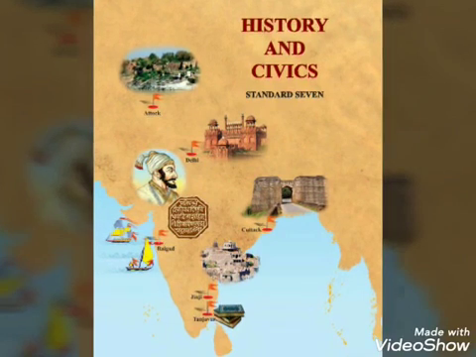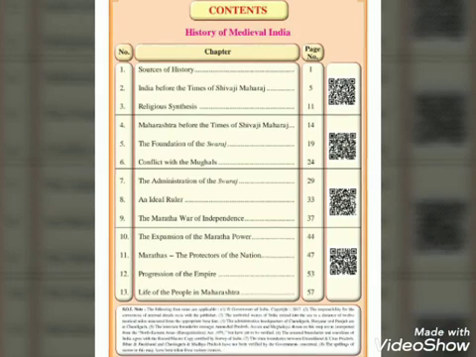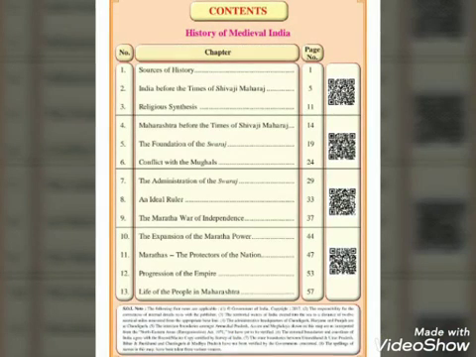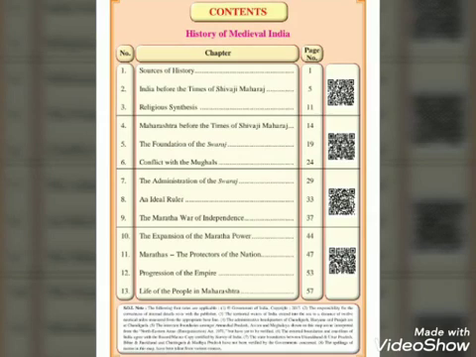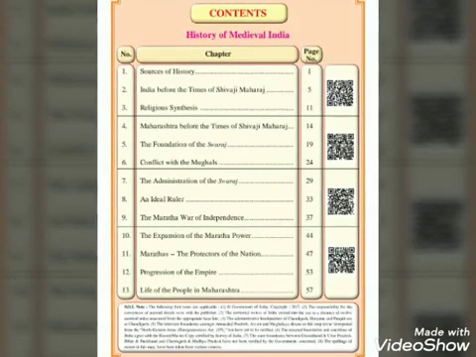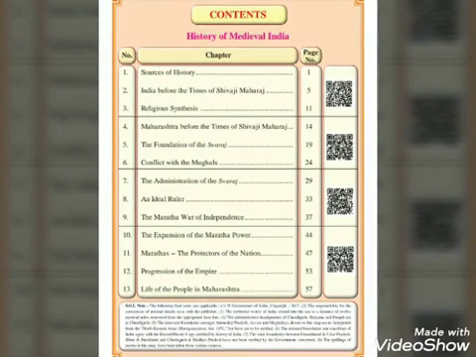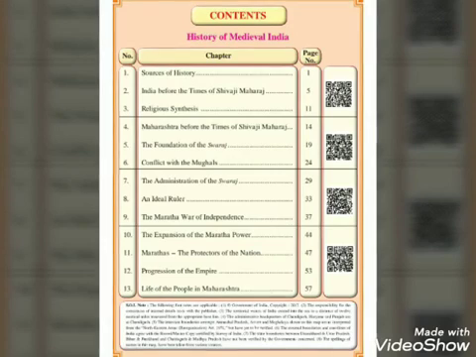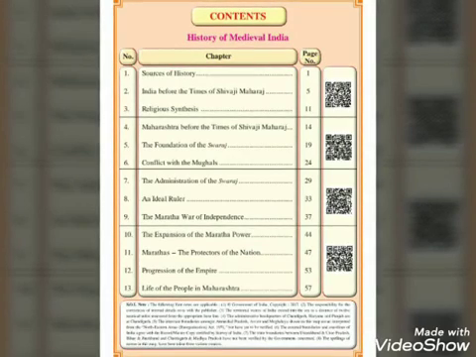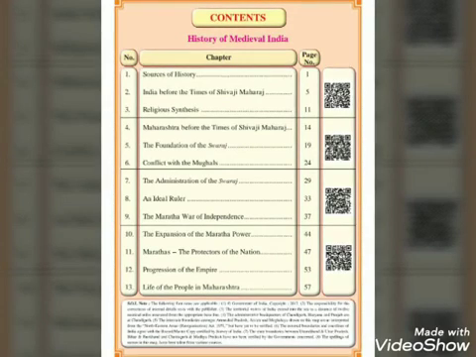I am your history teacher, so let's start with our subject. As you know, our Indian history is divided into three periods: ancient, medieval, and modern period. Last year, you studied ancient Indian history. This year, in 7th standard, you are going to learn medieval Indian history, that is, the period from the 9th century till the end of the 18th century.